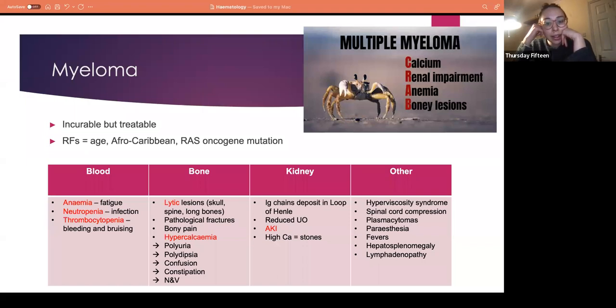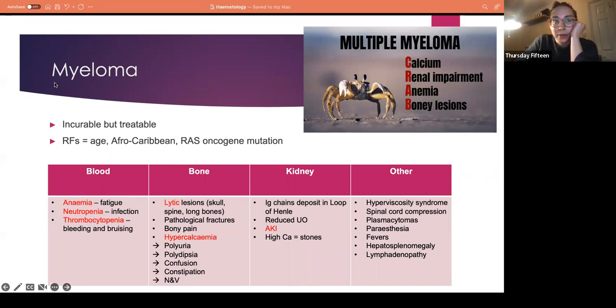And then you'll get hypercalcemia because of that bone breakdown. So then you get all the symptoms associated with hypercalcemia. So the renal involvement is because your immunoglobulin chains deposit themselves in your loop of Henle and can cause you to get an AKI. It's also because hypercalcemia will impair your renal function. Generally, they might be dehydrated, and the medications that you use to treat myeloma can also impair your kidney. So things like bisphosphonates.